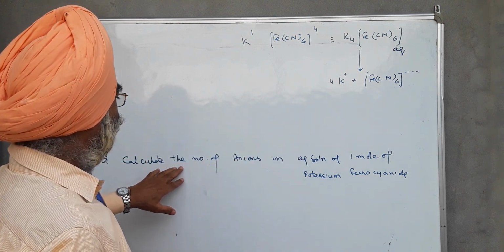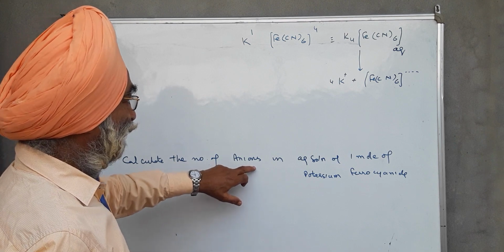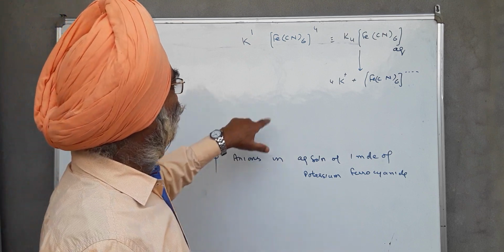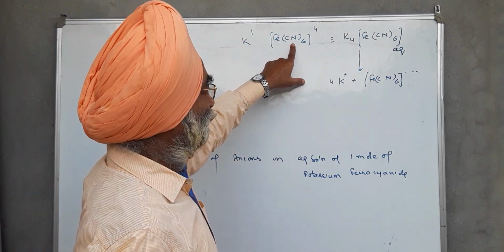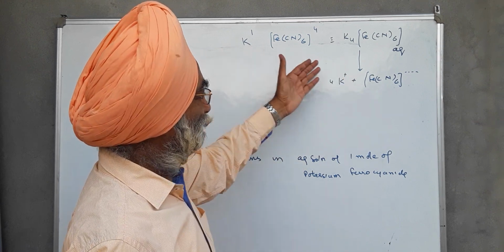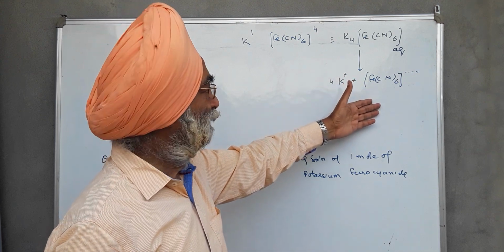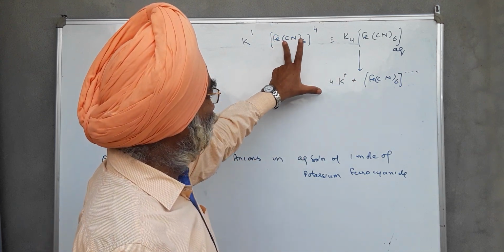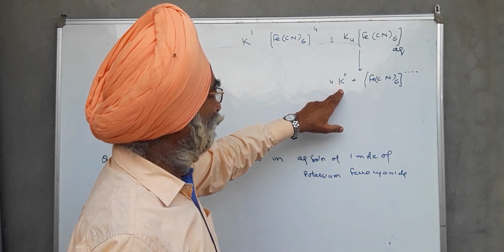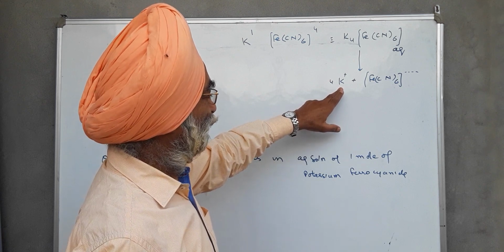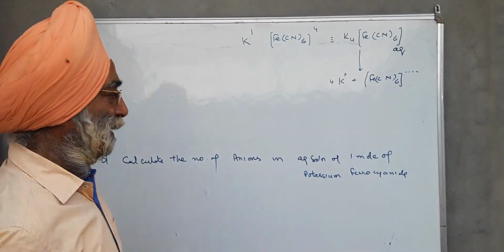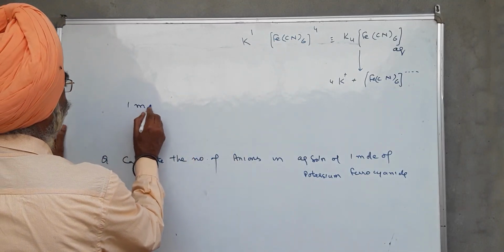According to our query, we are to calculate the number of anions. We will extend it to cations also and total ions also. One molecule produces 1 anion, so 1 mole will produce Avogadro's number of anions. One molecule produces 4 cations, so 1 mole will produce 4 into Avogadro's number of potassium cations, and a total of 5 into Avogadro's number of ions.